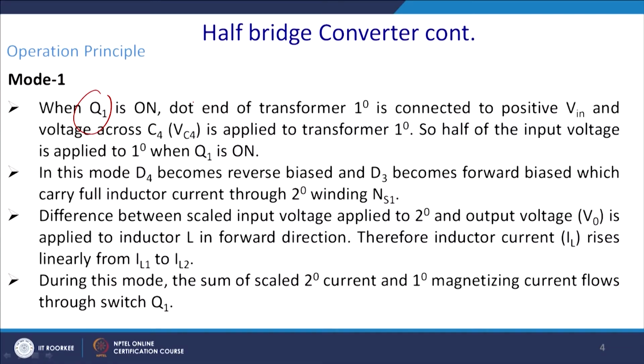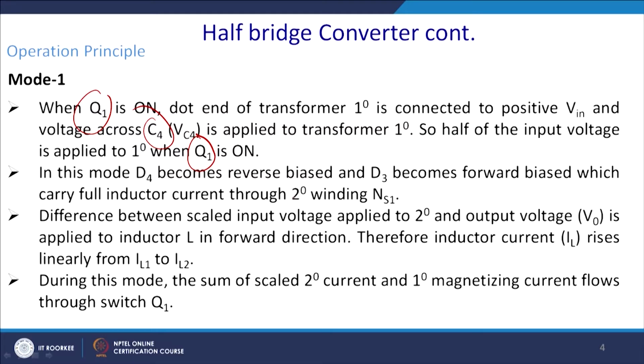So, what you can do here: when Q1 is on, the dot end of the transformer is connected to the positive Vin as the switch is on, and the voltage across C4 is applied to the transformer primary. So, half of the input voltage is applied to the winding when Q1 is on, and that is the positive half of the cycle.